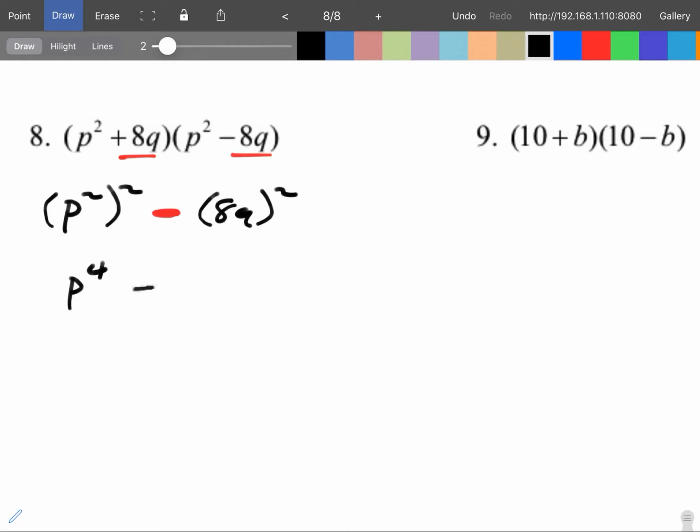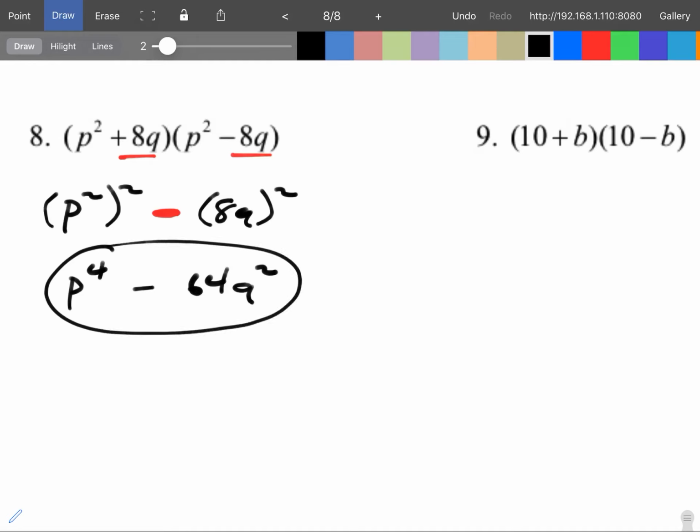And then it's a minus in the middle. Now what's 8q squared? That means 8q times 8q. 64q to the what? What power on the q? Second. Yes, good. There you go. So there's that one.